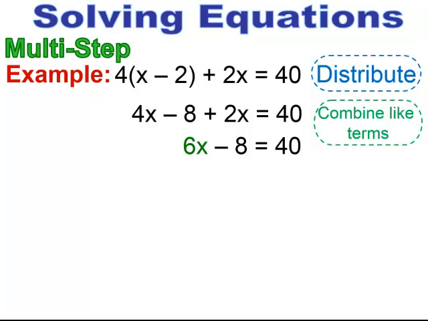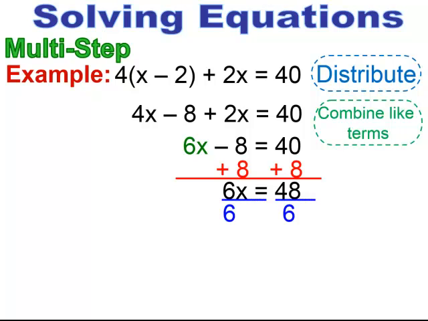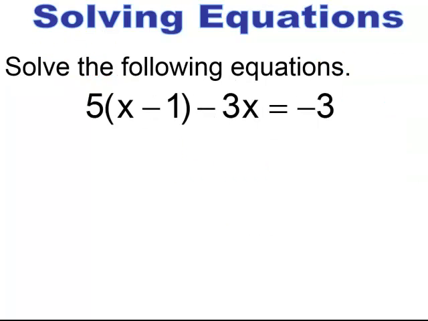Now I have that two-step equation. And again, two-step, get rid of the plus or minus. I'm adding 8 first. And then I'm going to divide through by 6. And I get my solution, x equals 8. Pause and try.